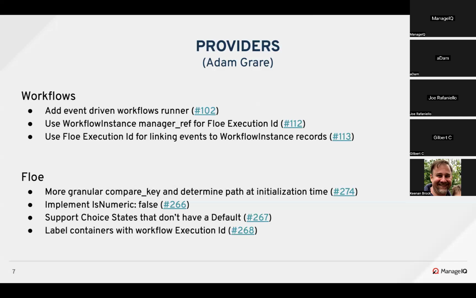For flow, we added a more granular compare key to determine the path at initialization time for the choice states. Keenan implemented is numeric false, and also added support for choice states that don't have a default state. And we added labels for containers with the workflow execution ID so that we can tell more easily which container applies to which workflow. And that's it for providers. Over to Joe.